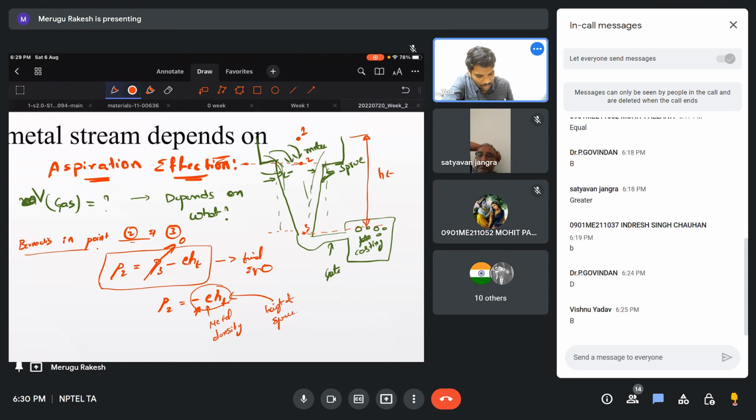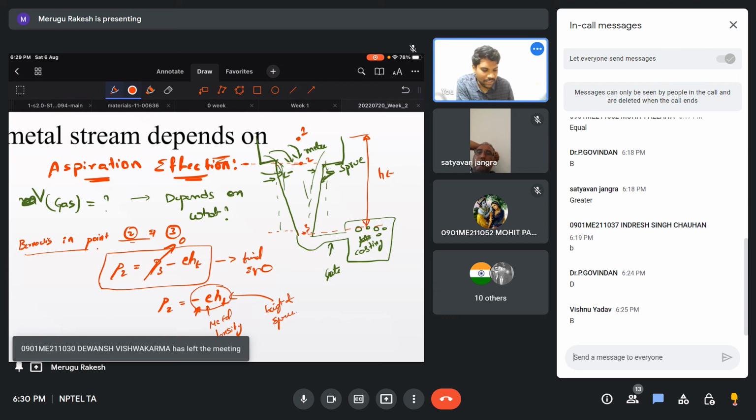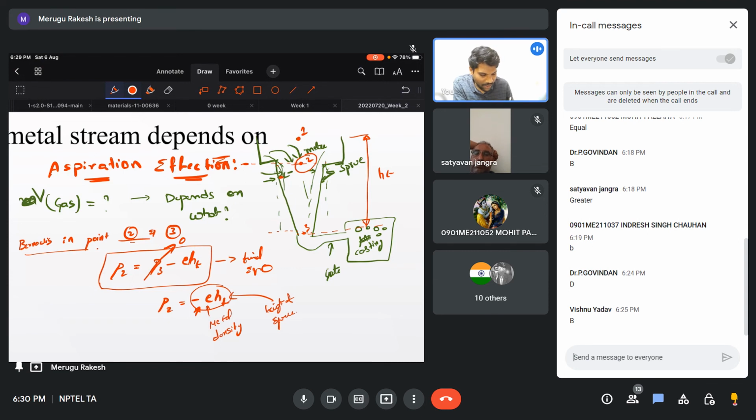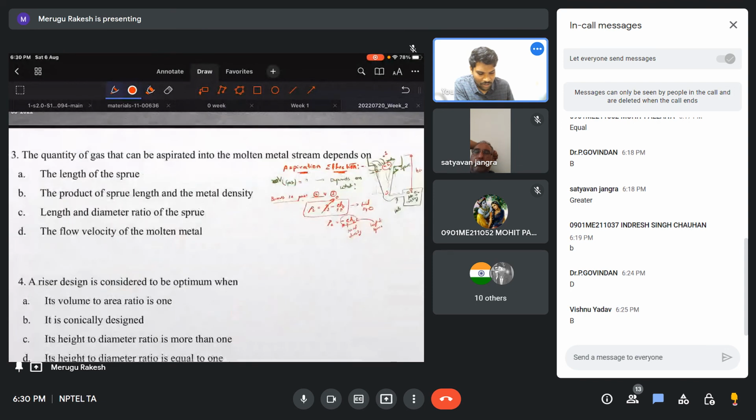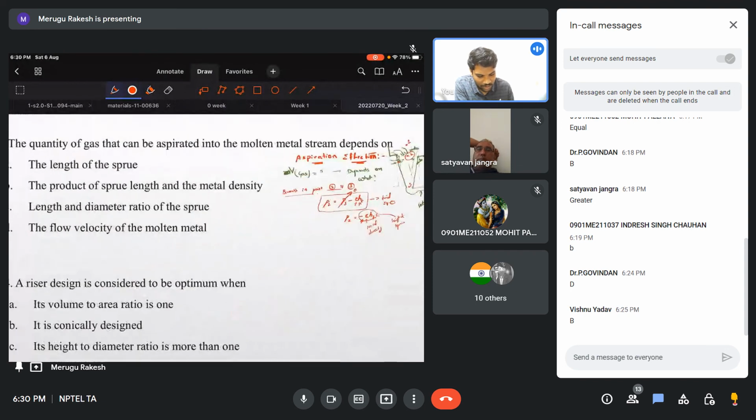If I want the pressure to be atmospheric, this term should be 0. So finally, the amount of gas that is entrapped in these places depends upon pressure 2, and this pressure 2 is related to the density of the metal as well as the height of the sprue. The final question here is on what factors this gas entrapment depends. So the correct option is the product of sprue length and the metal density. So it is option B.